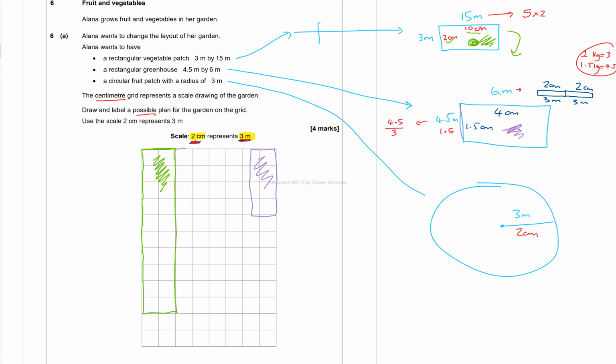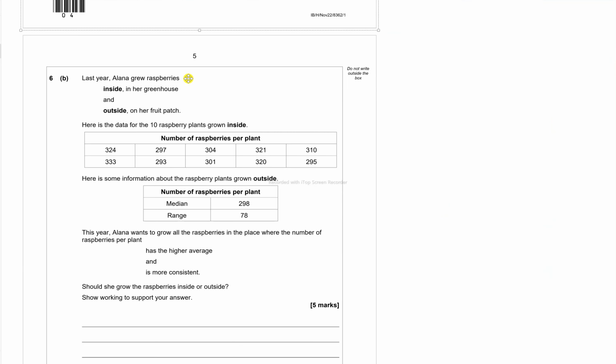And then the last one is simply going to be a radius. So you set your compass at 2 centimeters and then you draw a circle. You have to do it with a compass. That's one possible layout. It says possible layout there. Right, let's move on.